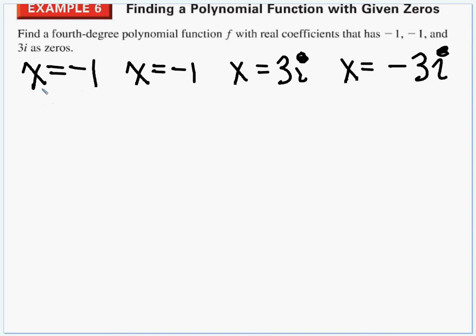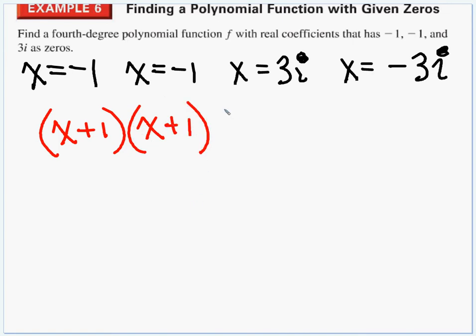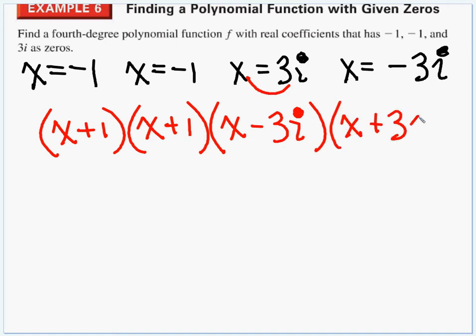So let's set each of these to 0 to create our factors. We add 1, so that will be x plus 1 as a factor. The second one is the same thing. We'll add 1 to both sides, x plus 1, another factor. If we move the 3i over by subtraction, that will be an x minus 3i. And then this one will jump over and become an x plus 3i. So there's our 4 factors. Let's FOIL out these two.